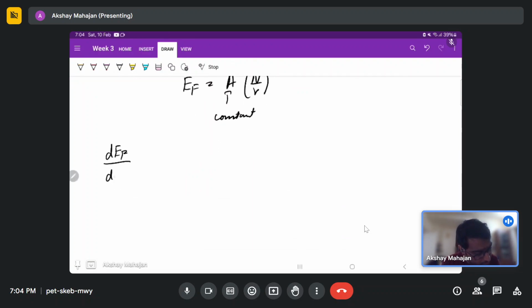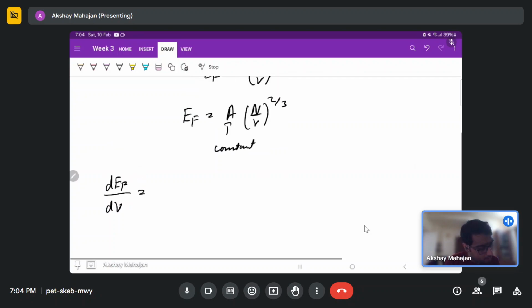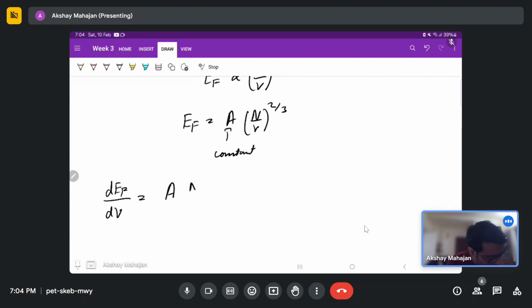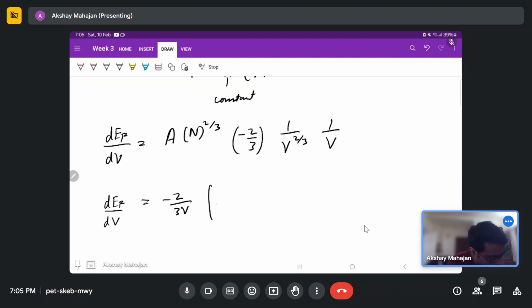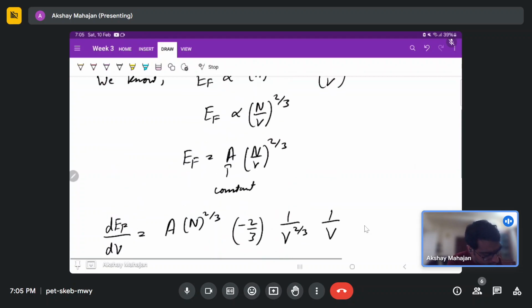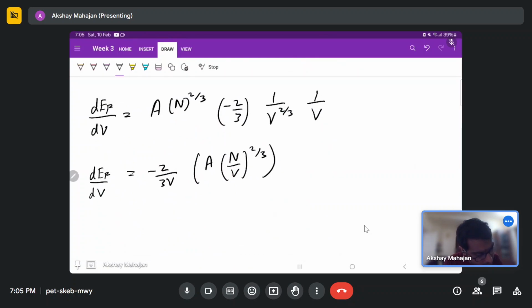So we will do dEF by dV here, and that will give us a times n to the power 2 by 3, and what we'll have is minus 2 by 3 times 1 upon V to the power 2 by 3 times 1 by V. If I take this minus 2 by 3V, it is dEF by dV, and what I will have is this constant a times n by V to the power 2 by 3. Now this is just my EF value, right? This is just our EF.